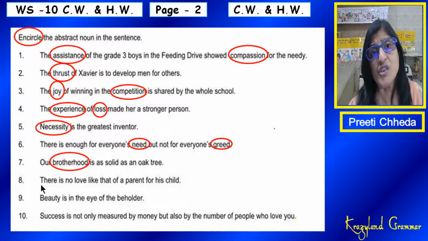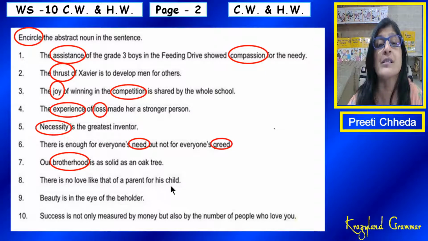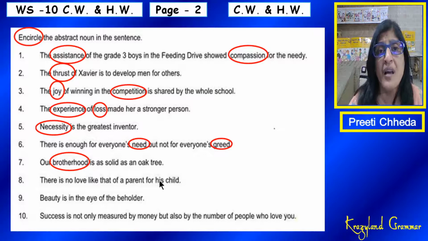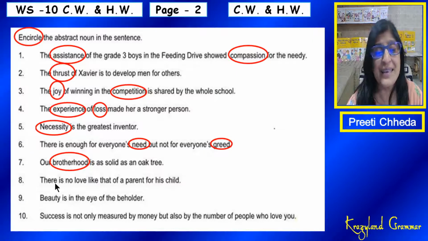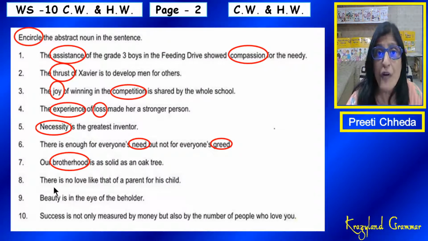Number 8. This you need to check properly. There is no love like that of a parent for his child. Now this says कि जो माँ बाप बच्चों से प्यार करते हैं ना, वैसा प्यार कहीं नहीं होगा. So the meaning is very beautiful and you must know that there is no love. So there nahi, is nahi, no nahi, love. Here love, now ask yourself, is it acting as a verb or as a noun? Here your verb is. So here your love is becoming your abstract noun. So there is no love.